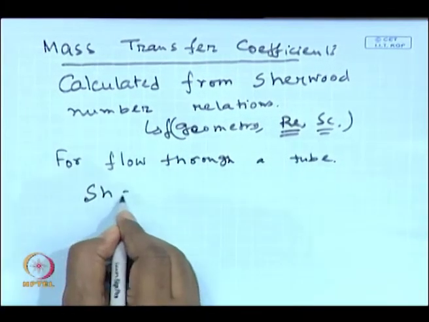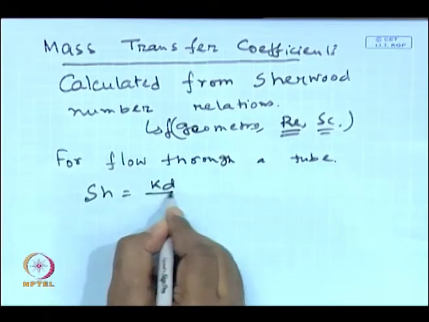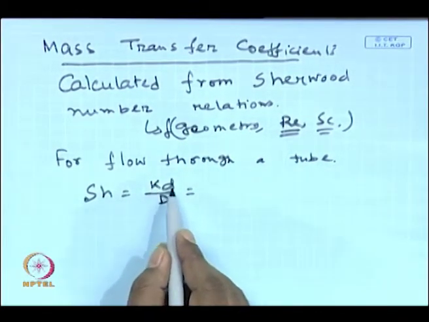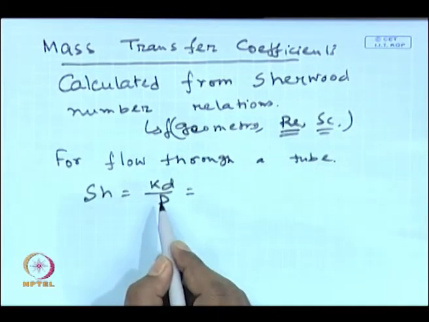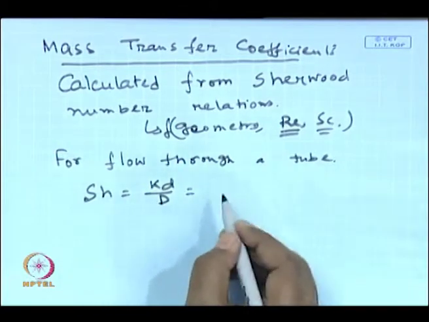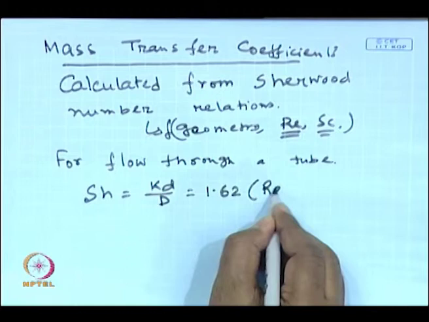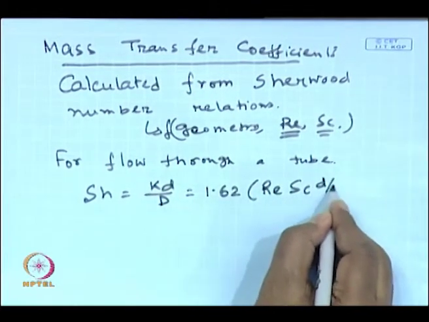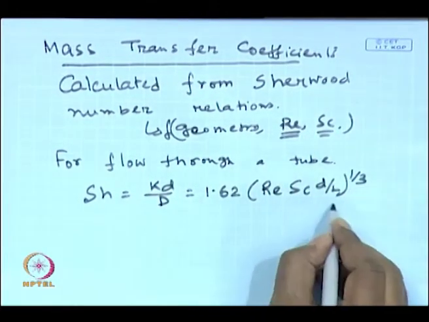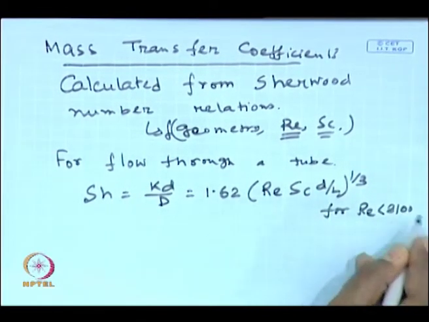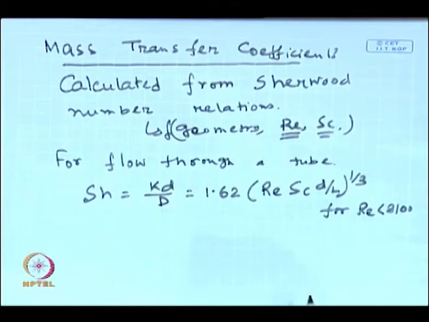the Sherwood number is given as Kd by D. This K is the mass transfer coefficient, small d is the diameter of the tube, capital D is the diffusivity of the solute in the system. This becomes 1.62 (Reynolds Schmidt d by L) raised to the power 1 upon 3 for the laminar flow region. Laminar flow is Reynolds number less than 2100. Okay.